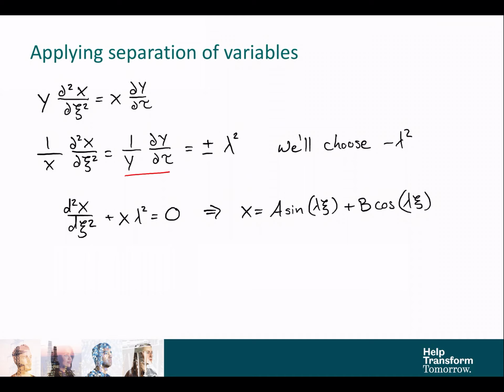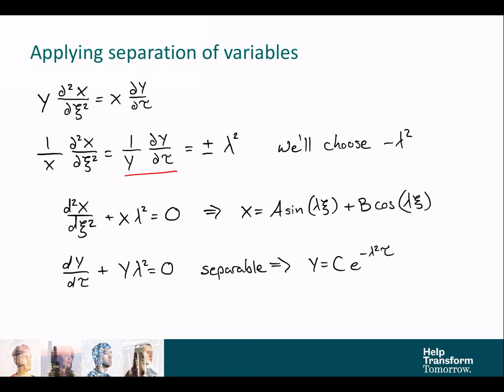Coming back here, we'll look at our Y term. So we can write our Y differential equation, which is linear, first order, and homogeneous. It's a separable equation, so we could separate it out and integrate it, but we've already done that several times in chapters 2 and 3. So I'm just going to write down the solution here. It's an exponential, and the argument of that exponential is negative lambda squared times tau. And again, there's a constant of integration C.